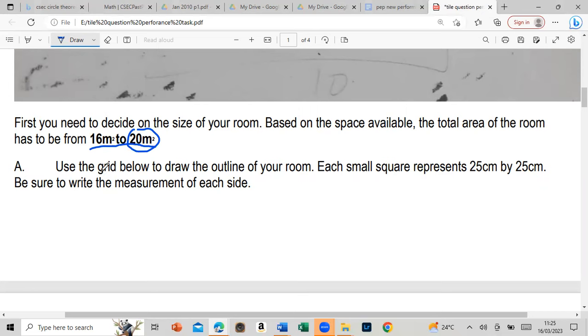A says use the grid below to draw the outline of your room. Each small square represents 25 centimeters by 25 centimeters. Be sure to write the measurement of each side. So bear that in mind, it's going to be 20 meters square and each tile is 25 by 25. So here we go.